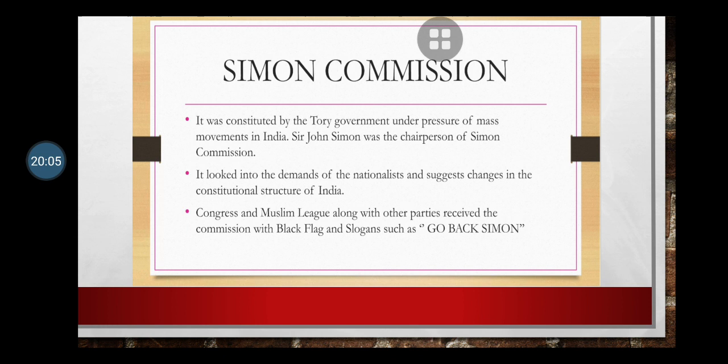So seeing the non-cooperation movement in different places, and different groups of people raising their voice against the government, they now thought that we have to make some changes in the constitutional structure of India. But very surprisingly, in this Simon Commission too, like the Rowlatt Act which was passed, there was no Indian member. Congress and Muslim League, along with other parties, received the commission with the black flag and slogans such as "Go Back, Simon."